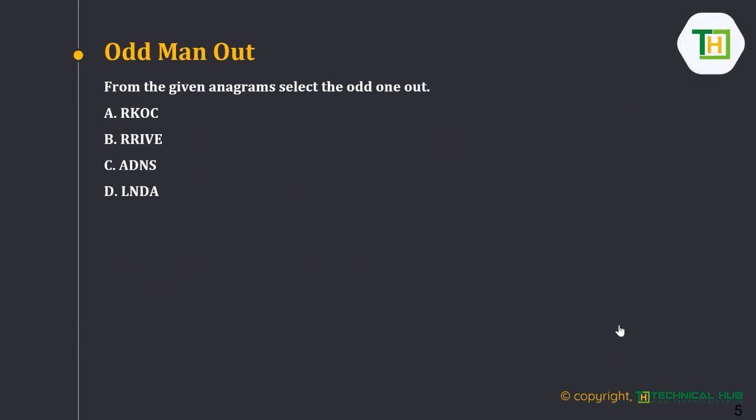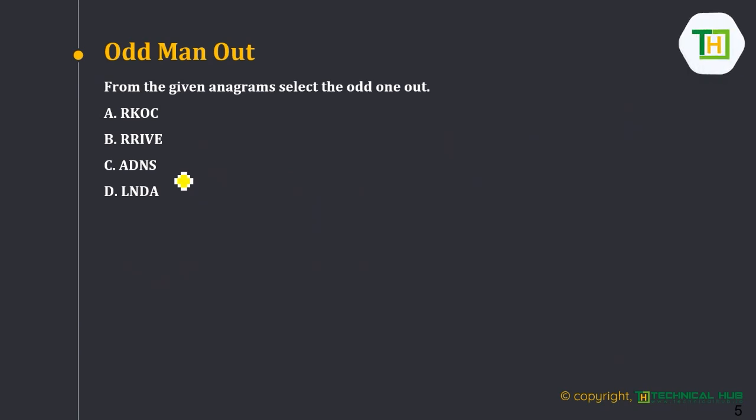So from the given options here, from the given anagram, select the odd one out. What is the first one? RKOC. RRIVE, ASND, LNDA. Okay. The thing is, you might think that the options A, C, D, these three options are 4-letter words, 4 letters, and B is having 5 letters. So that might be the reason why the option is B.